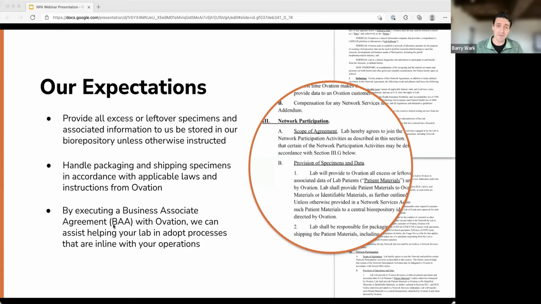Now, while it's your lab's legal responsibility to ensure the coordination and transfer of these specimens and information follow applicable laws, especially HIPAA, you'll execute a business associate agreement with us. That business associate agreement is included as Exhibit C to the network participation agreement. And by executing that BAA, it will allow Ovation, as your business associate, to assist you in performing those activities. So our experts will help your lab adopt a process that is amenable to your current operations, making sure that you're meeting the highest standards of both specimen quality and regulatory requirements.